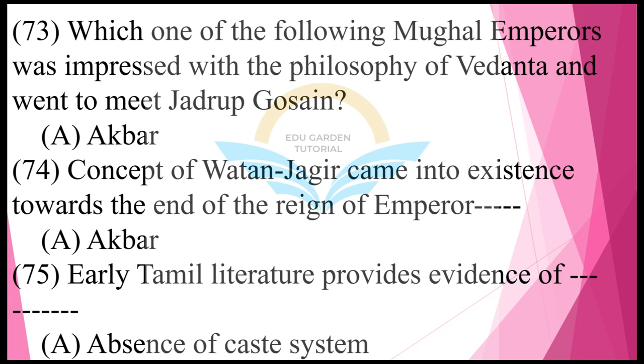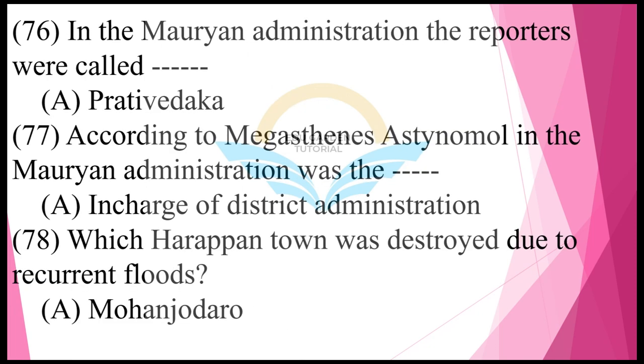Question number 76. In the Mauryan administration, the reporters were called? Answer is Prativedaka. Next one, according to Megasthenes, astronomer in the Mauryan administration was the? In charge of district administration.